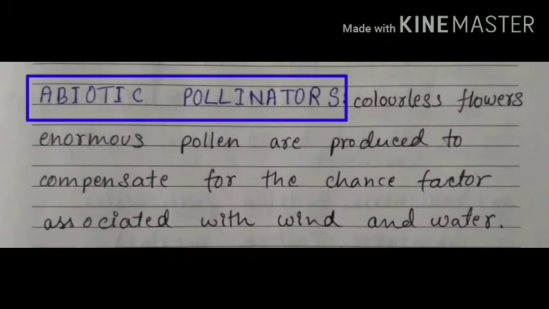Moving on to abiotic pollinators, they have colorless flowers and enormous pollen are produced to compensate for the chance factor associated with wind and water. That means they do not possess showy, attractive flowers and there is a chance of wastage of pollen. That is why enormous number of pollen grains are produced by these flowers.